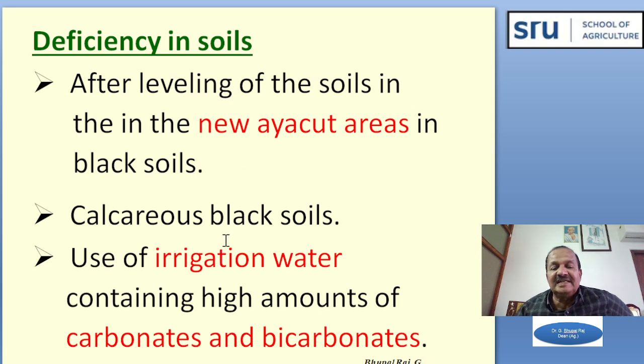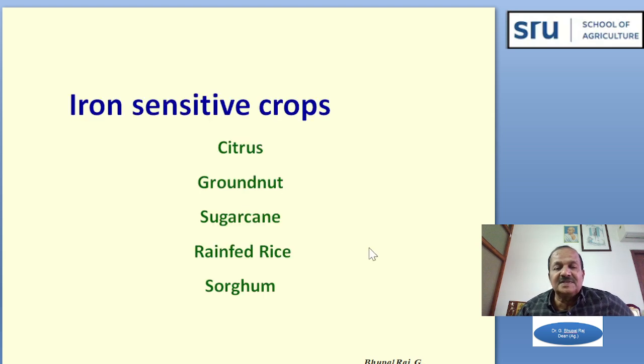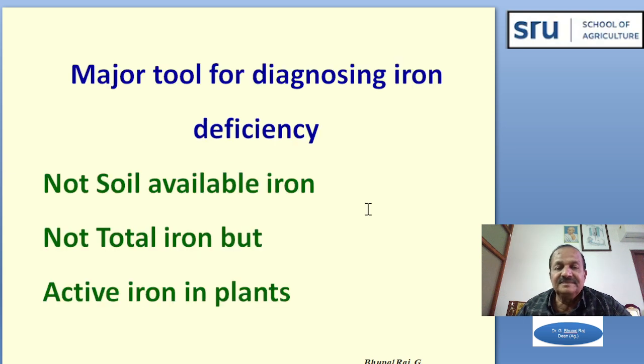We also get iron deficiency where farmers are using borewell water, many farmers. If borewell water contains high amounts of carbonates and bicarbonates, it is likely to cause iron deficiency in the crops. Some crops are iron sensitive. If they are iron deficient, they will exhibit deficiency and crop yields will be reduced. Citrus, groundnut, sugarcane, rain-fed rice, and sorghum are the important crops which require more iron.